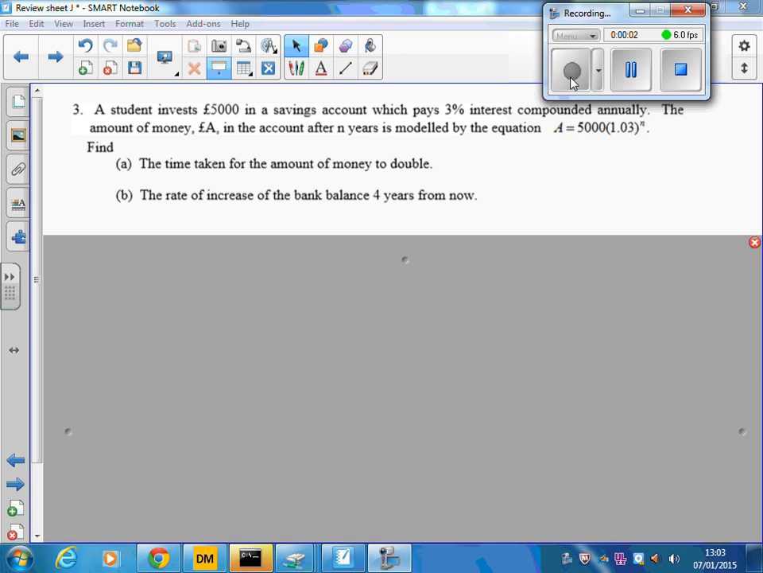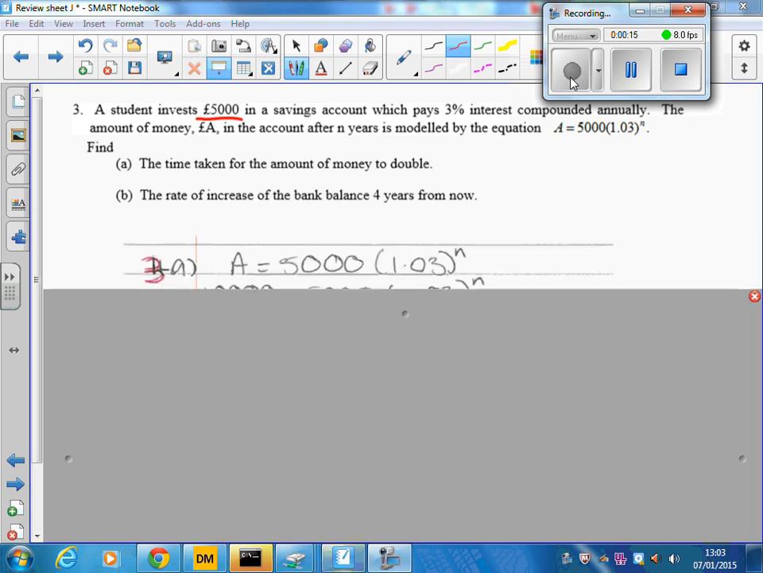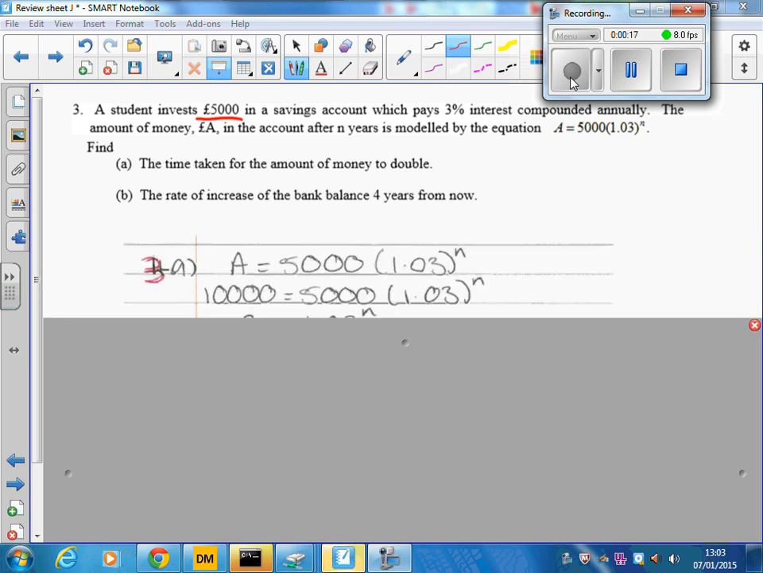Sheet J, question 3. Starting off with part A, we want the amount of time taken for the money to double. So if the amount of money was originally £5,000, that means we're expecting it to be £10,000. So let's substitute that A in for the amount of money.